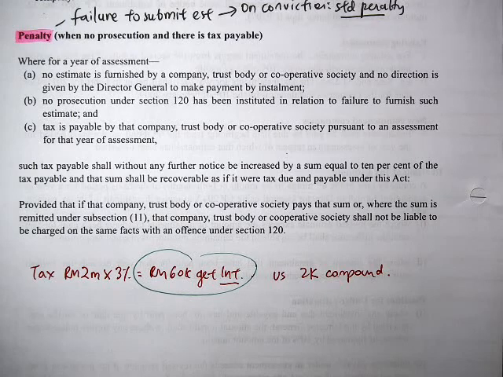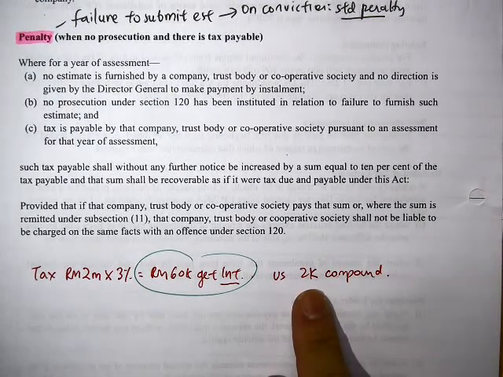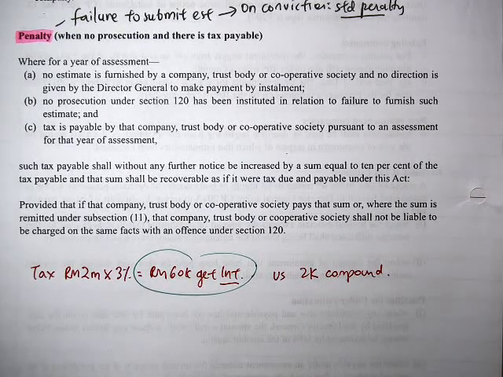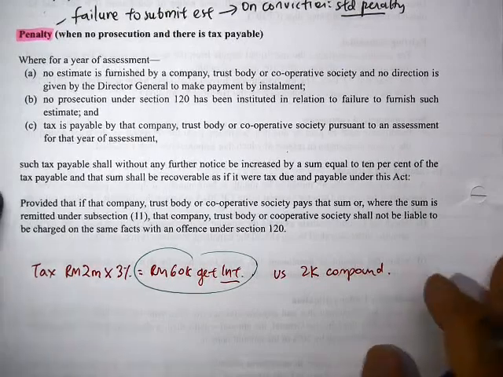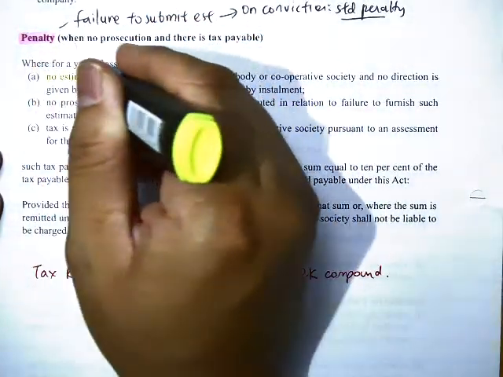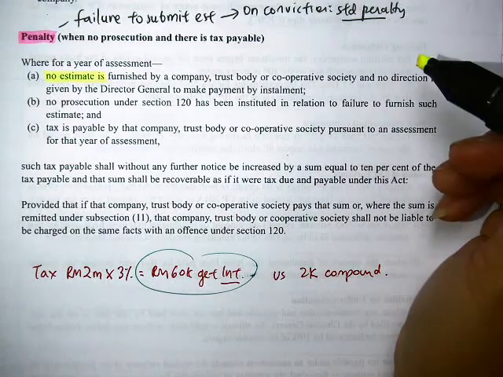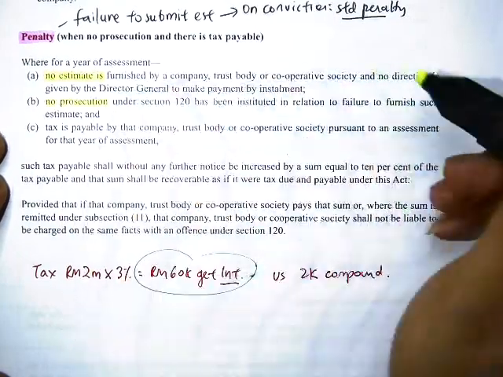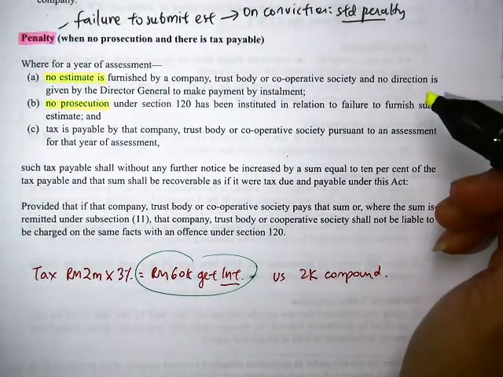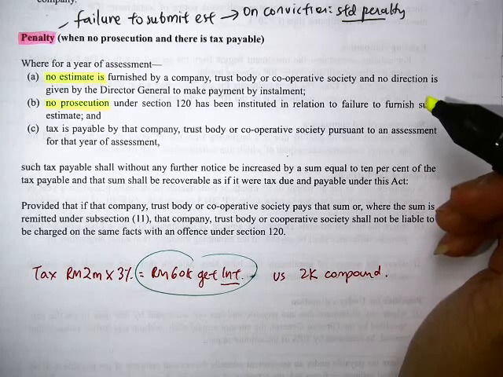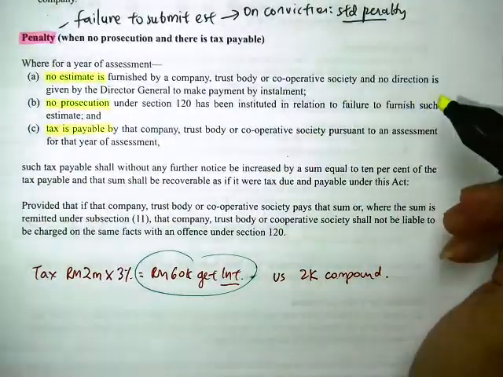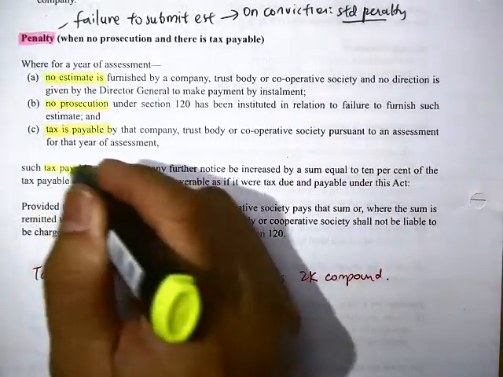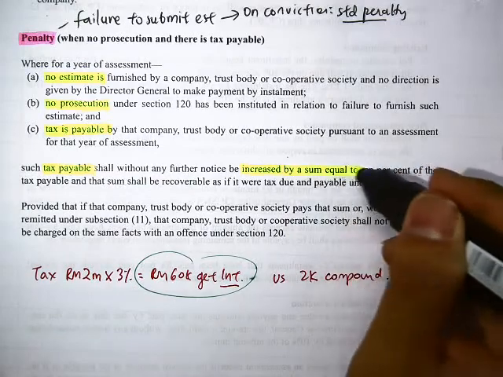You see, no? So that's why the government gets smarter. They know that if we charge you like that, you find that it's better you don't submit. So that's why now they change the way they can penalize you. There's this part of the law that says if in a year no estimate is furnished, you fail, and they decide not to prosecute you, that means they don't want to charge you, and you have a tax that is payable, then the tax payable will increase by 10%.